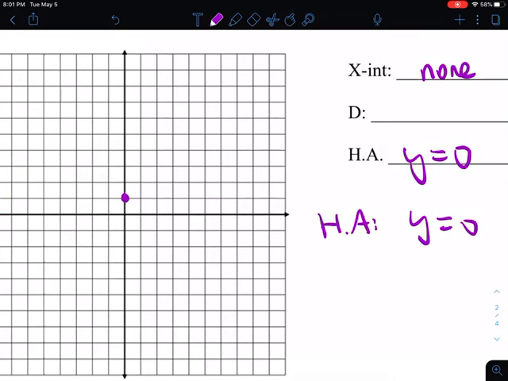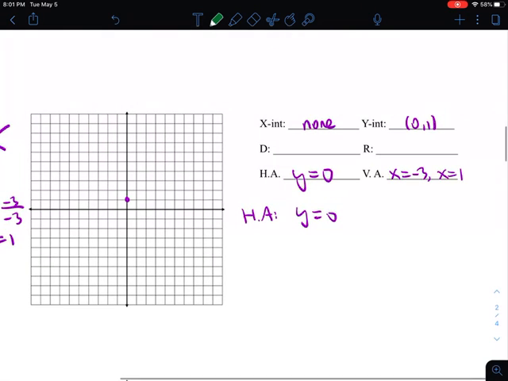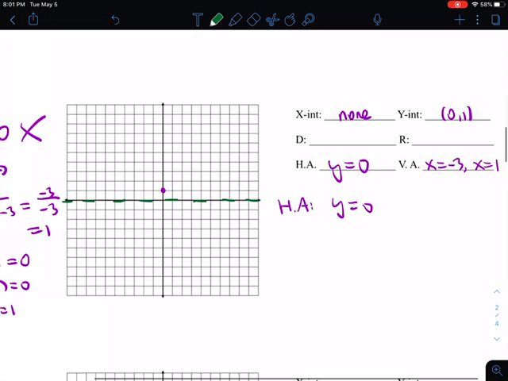So here's my y-intercept, (0, 1). And then let's go ahead and graph all of our asymptotes. So y equals 0 for the horizontal. Here we go. And then x equals 1 and x equals -3. So here is 1 and -3. There we go. Okay, so now what do we do? This is all we have.